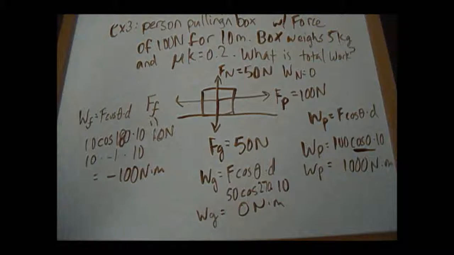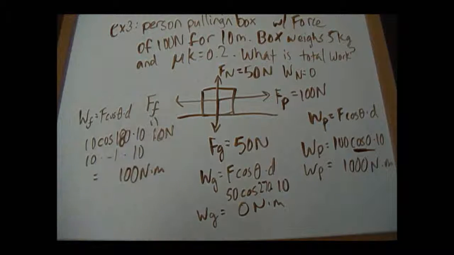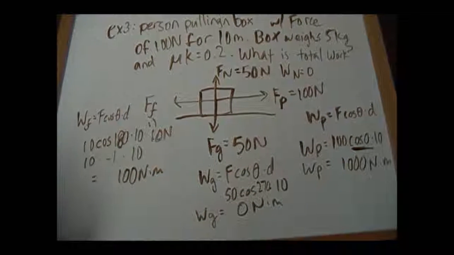But in this case, I'm focusing on the magnitude. I'm not worried about the signs, we'll worry about that later. It's 100 newtons per meter, okay? So we found all our works, okay? Now all we have to do is add them all up together. But now the signs are extremely important to keep track of, okay?